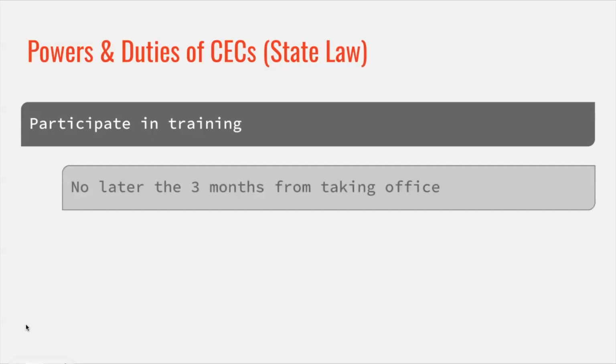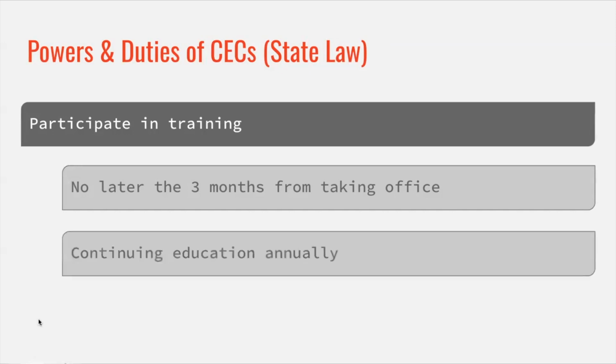All members are supposed to undergo some kind of training no later than 3 months from taking office. Most elected CEC members start their office on July 1st of odd years. Within 3 months of that date, you're supposed to have your first training. That is mandated under the state law. For those of you who are appointed by the borough president or public advocate, you still have to do this in the first 3 months of your appointment date.